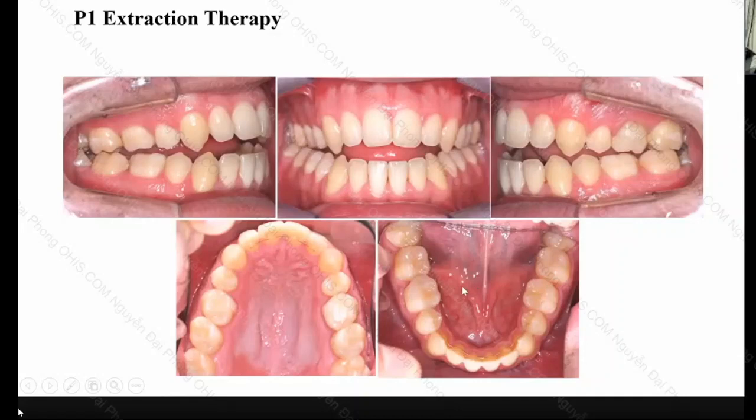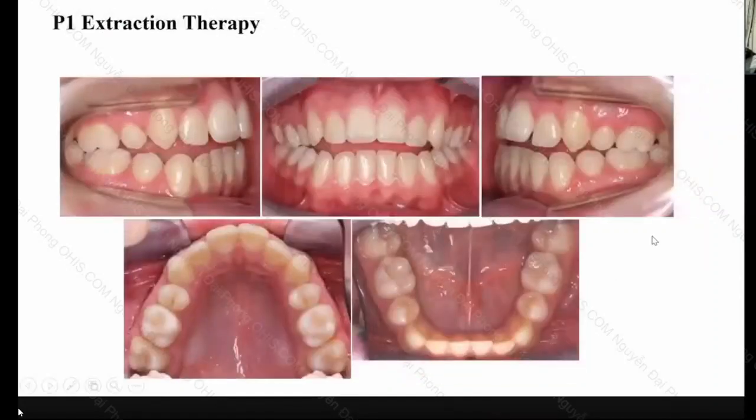Therefore, many traditional orthodontists do this kind of fixed retention, upper and lower, and this is meaningless. I always say stop using this kind of retention. We have many cases like this: premolar extraction, then after treatment, once again an open bite.